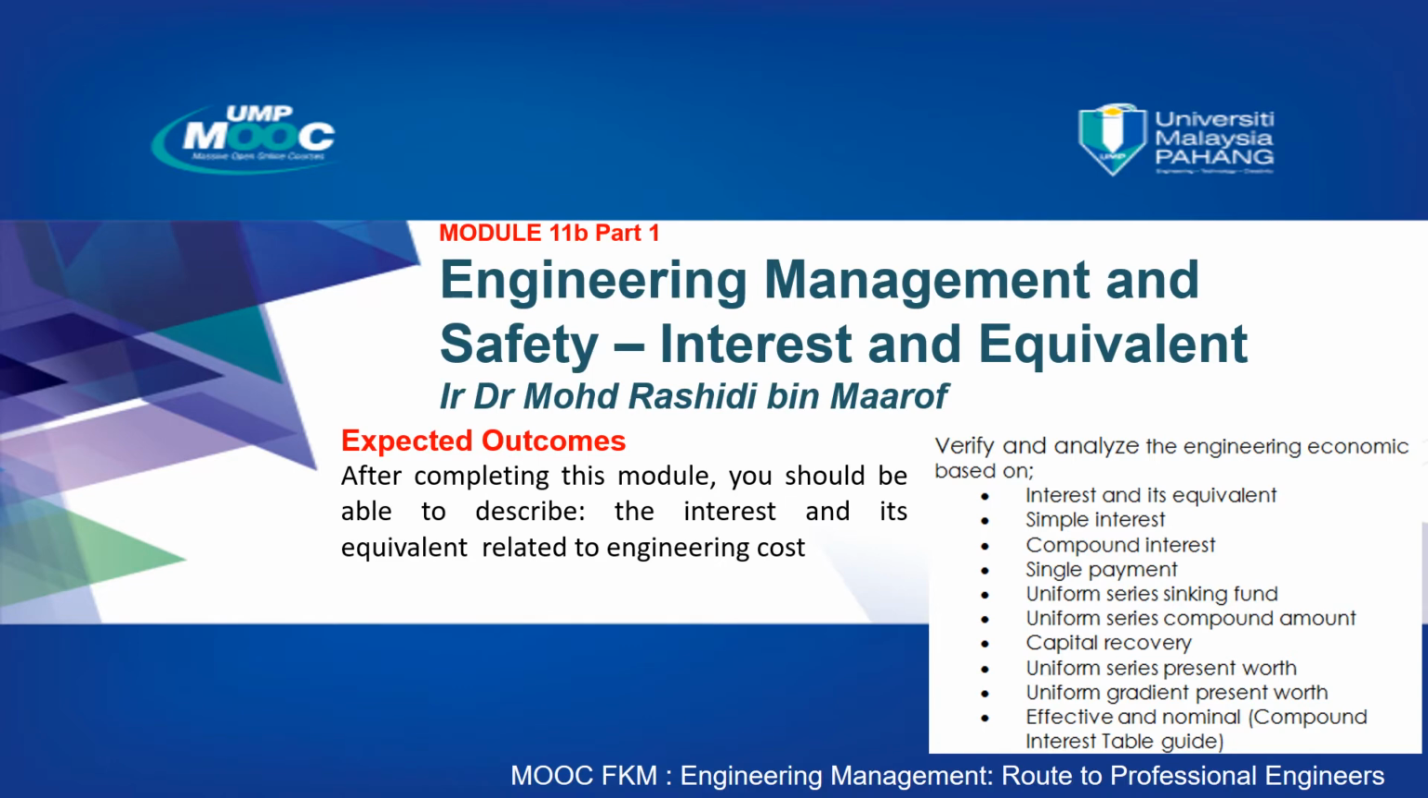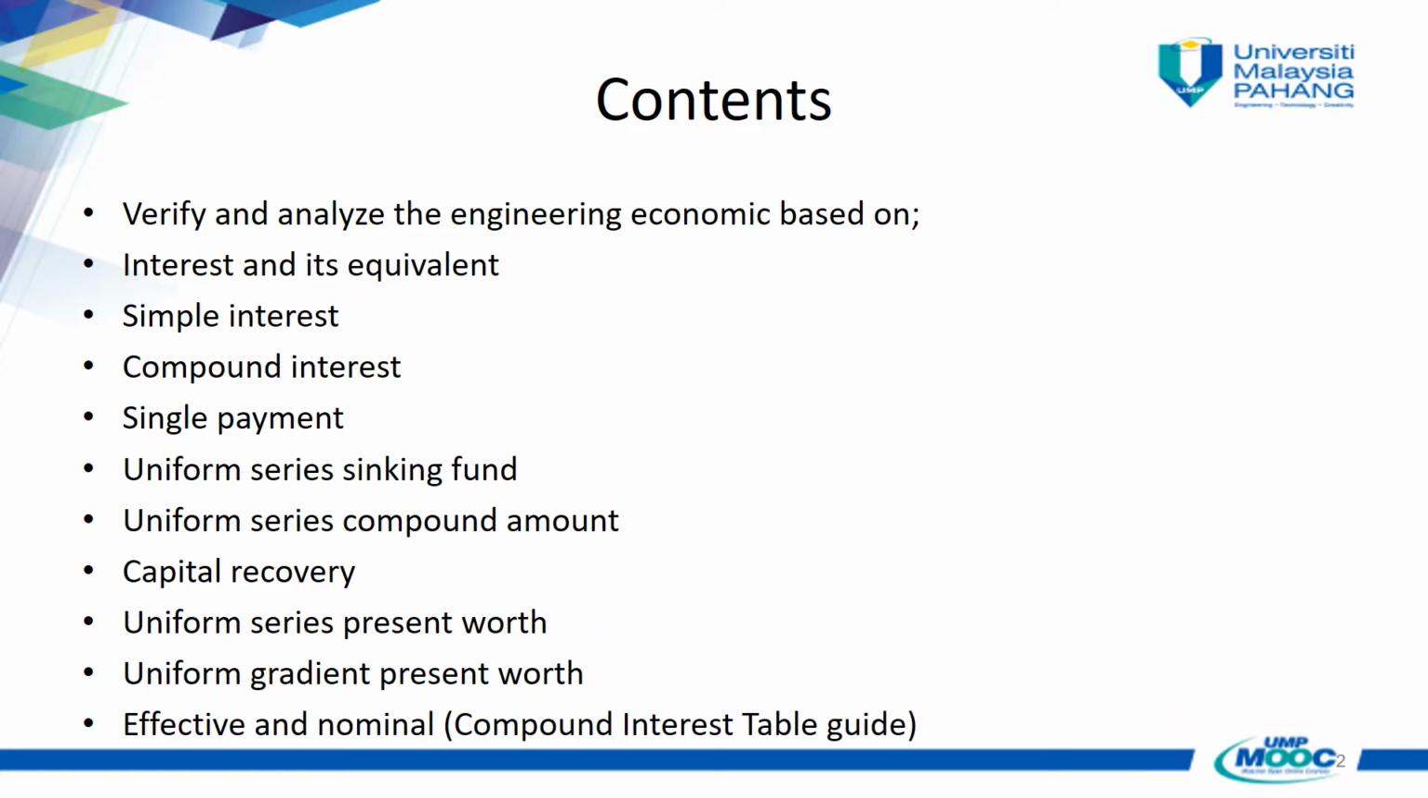Today we will discuss interest and equivalence, part B, based on this module 11. This is the overall context that we will discuss. We start with verifying and analyzing engineering economics based on interest and equivalence: simple interest, compound interest, single payment, uniform series, either sinking fund or compound amount, capital recovery, uniform series or uniform gradients, and after that we will discuss how to use the table guide to calculate the compound interest.